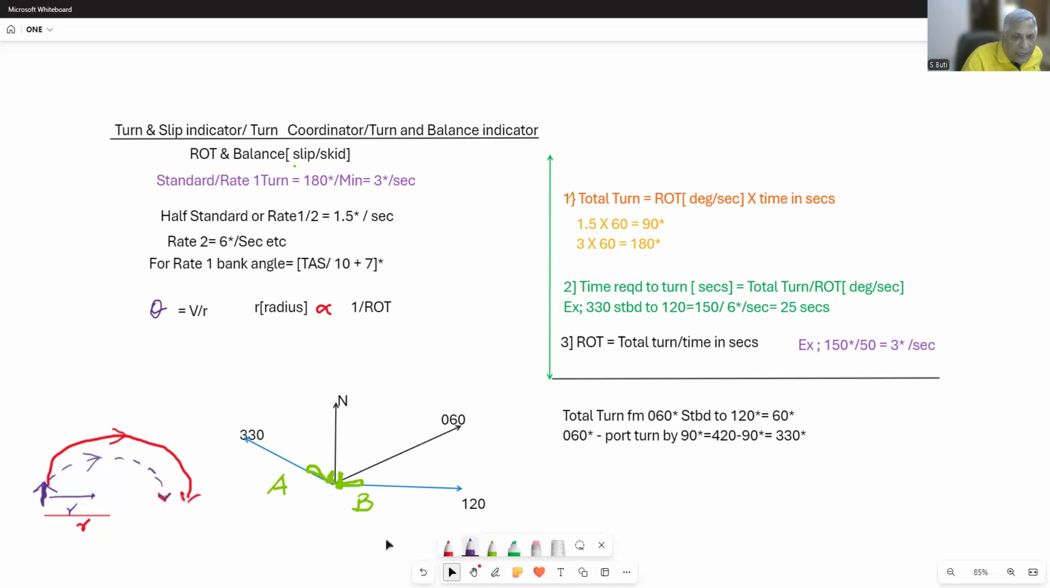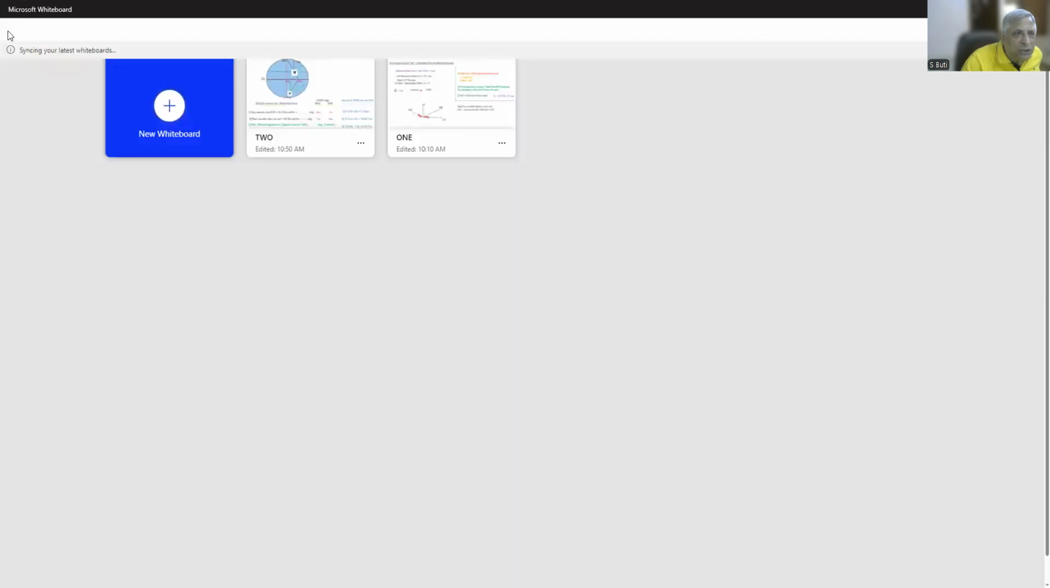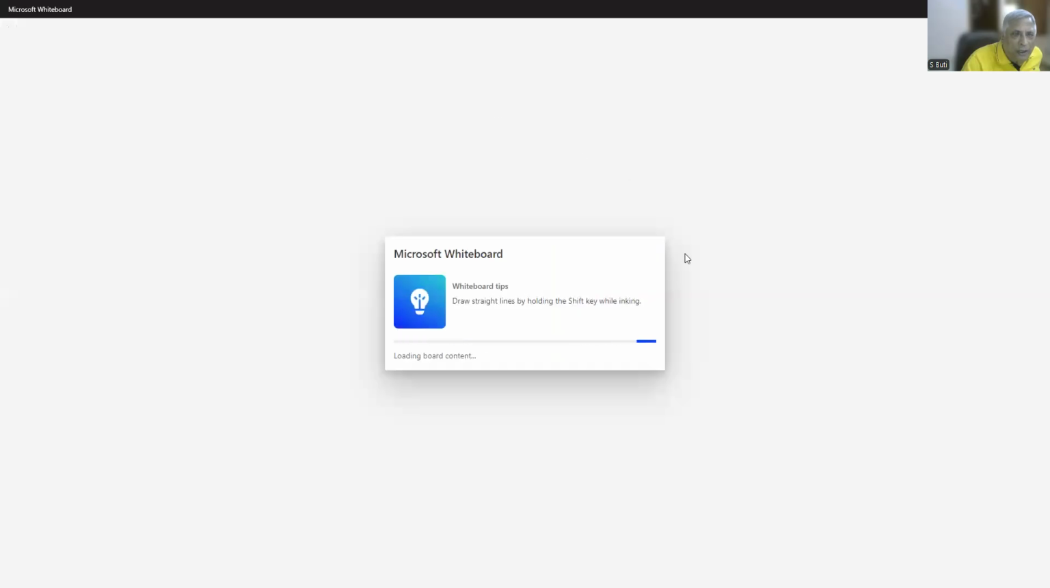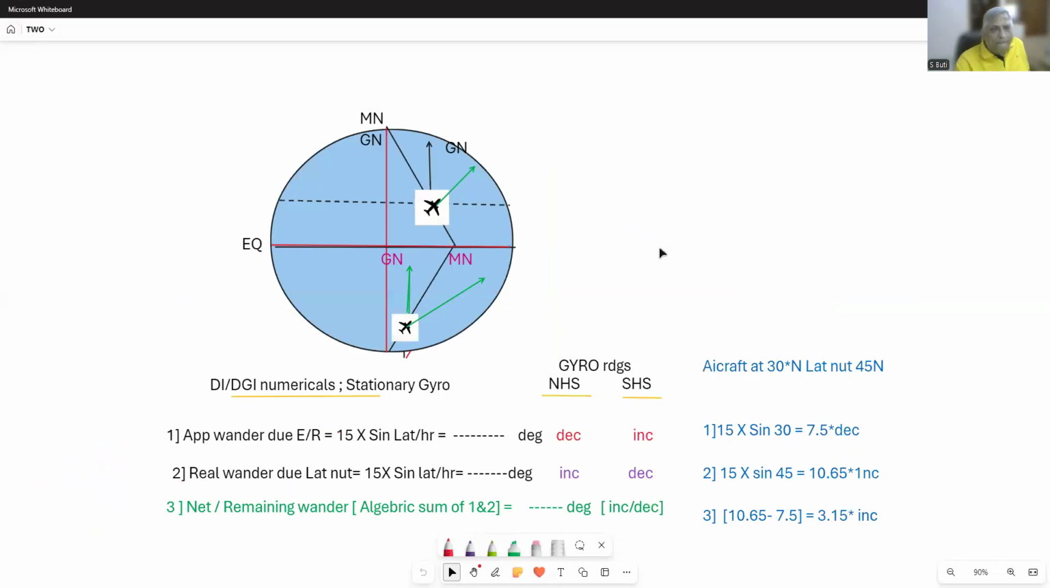And the second set of questions is related to the directional gyro indicator or direction indicator. It's a gyro instrument, and a gyro has the property of rigidity. If I'm at this place and I align my gyro with the magnetic north, now my DI and the magnetic compass will read the same.